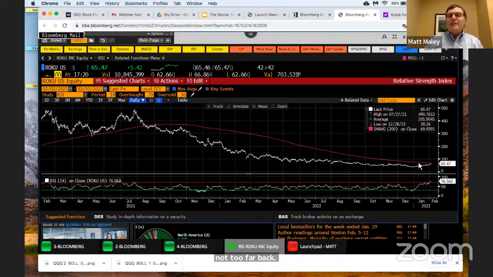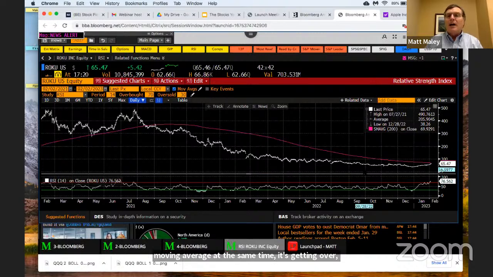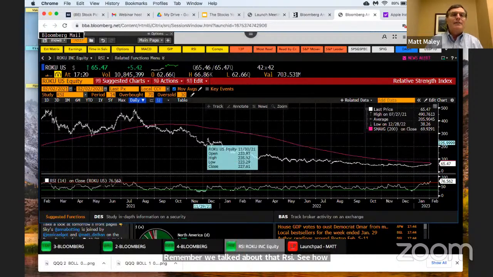Whenever you get something that's bumping up against a key moving average, at the same time it's getting overbought, and as you can see, remember we talked about that RSI. See how overbought it's getting? It's above 76. And if you go back in time, you can see. Sorry, there are things on my screen that you can't see, so I just want to make sure I have it there. But you can see how overbought it is.